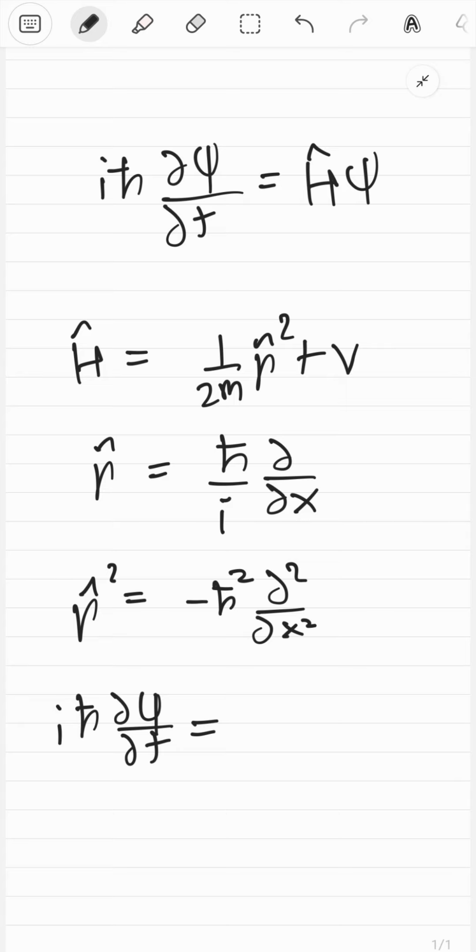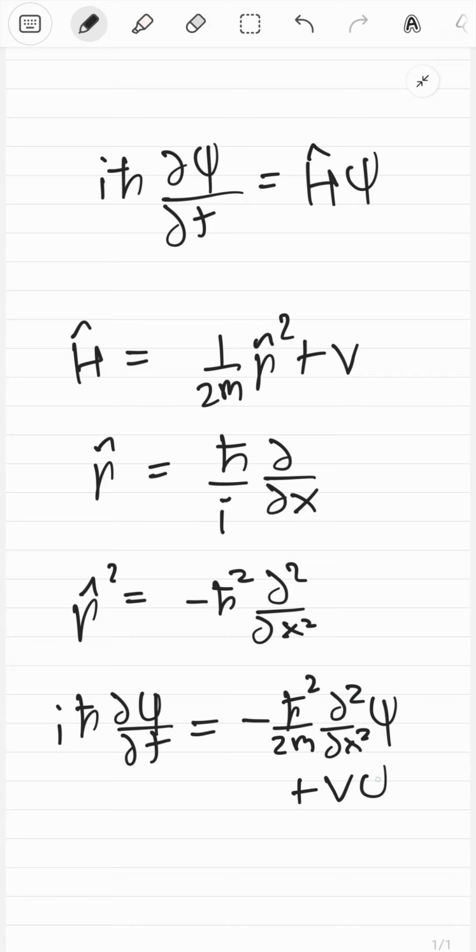So just p hat squared upon 2m, which happens to be minus h bar squared upon 2m, partial squared by partial x squared acting on psi, and plus V times psi. So this is not an operator, this is just the potential.